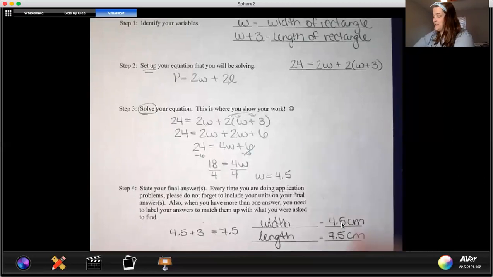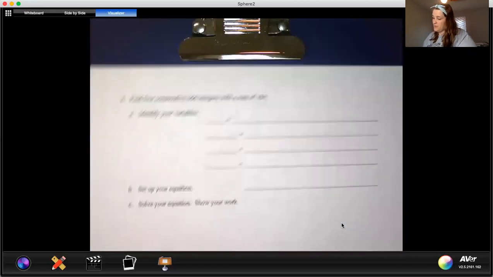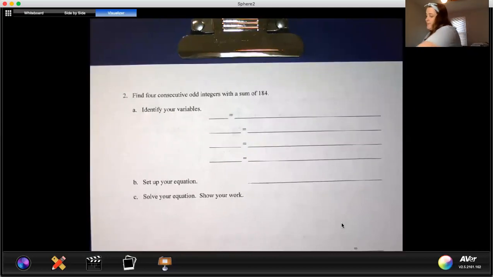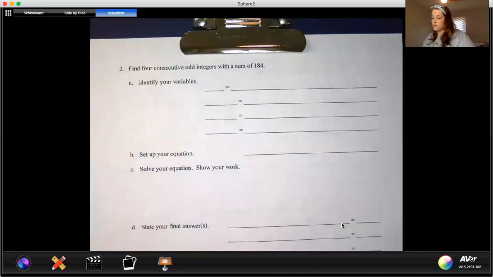And so all this information is for number 1. So you can see how these problems would become multiple points once it comes into a test or assessment. Okay, let's work on number 2. Number 2, find 4 consecutive odd integers with a sum of 184.